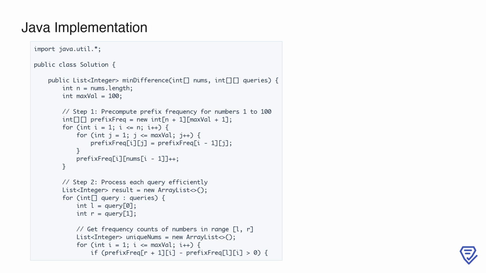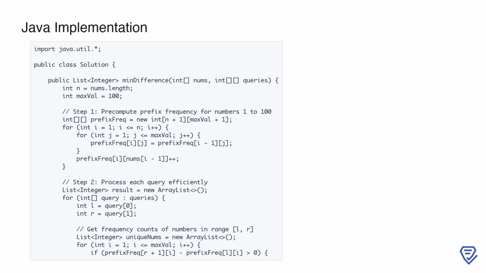To efficiently process the queries, we pre-compute a prefix frequency array, prefix_frequency, where each row corresponds to a position in the input array and each column represents the frequency of a specific number up to that position. The outer loop iterates over the elements of nums, while the inner loop updates the frequency counts for all numbers from 1 to 100. For each position i in nums, we copy the frequency counts from the previous position and increment the count for the number at the current index.